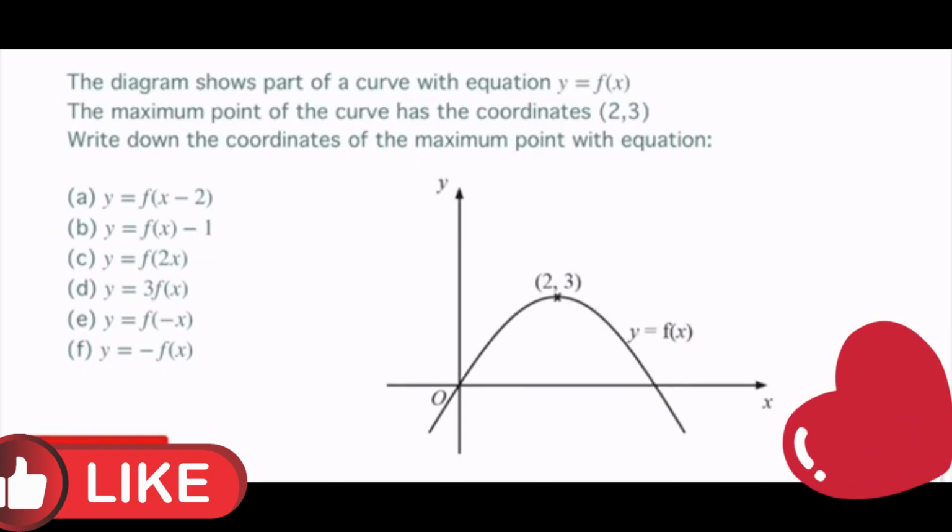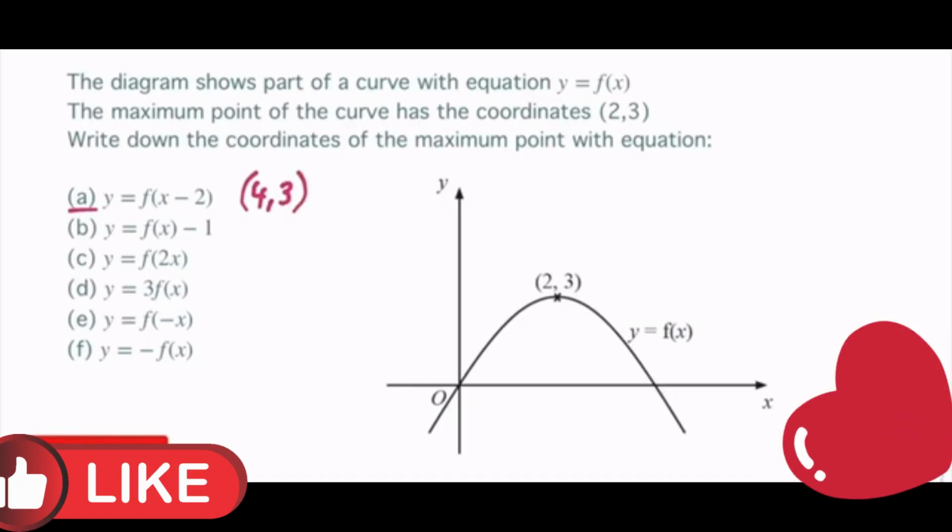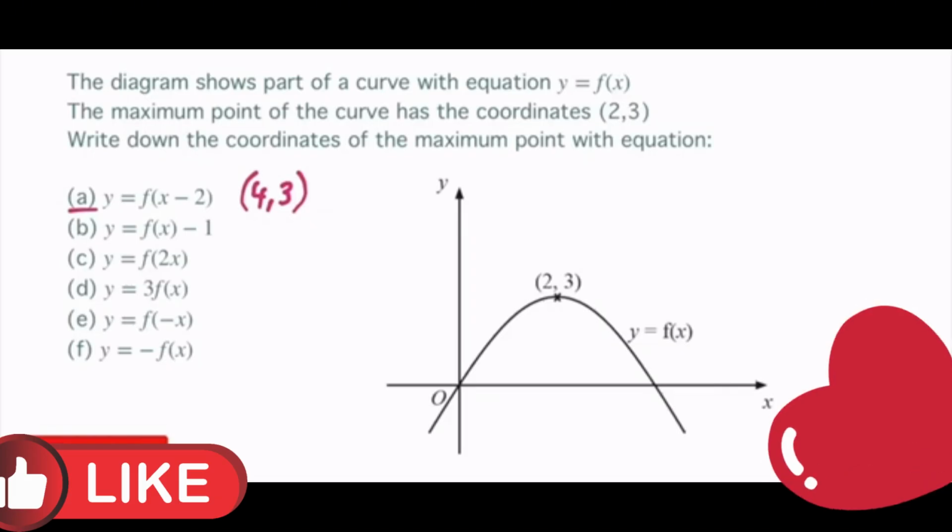So for part A, it says f of x minus 2. That's inside the bracket, so it affects the x coordinate, and it does the opposite of what we'd expect, so it doesn't subtract 2, it adds 2. So the x coordinate being 2 there, we would add 2 to it, and that would make it 4, and the y coordinate's not going to change, so that would stay as 3. So that's the opposite of what we'd expect, and we add 2 to the x coordinate. Look at the next one.